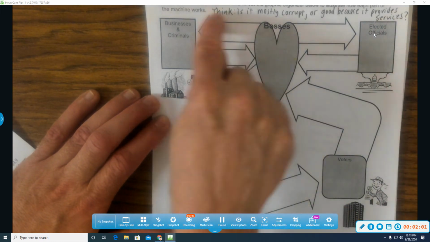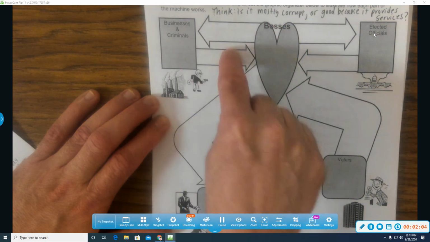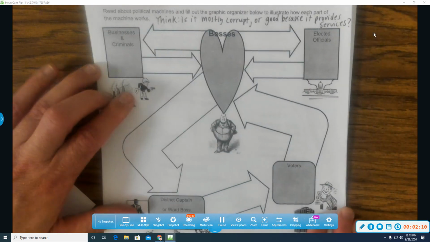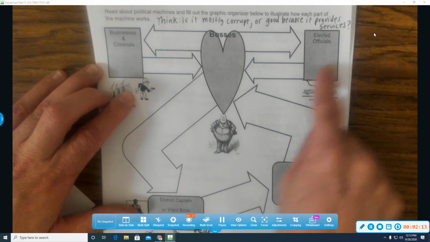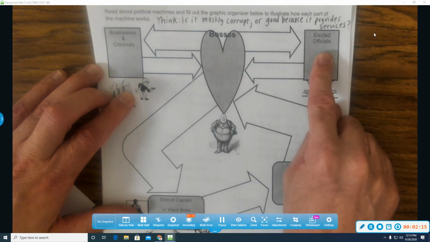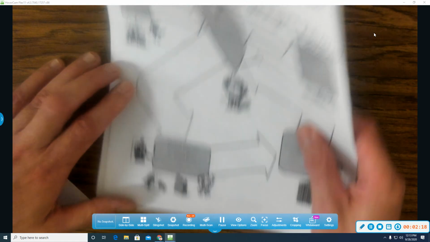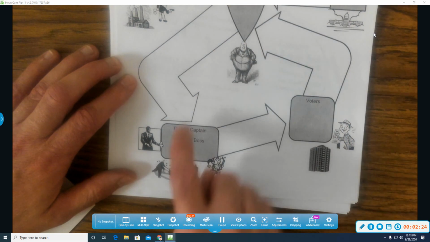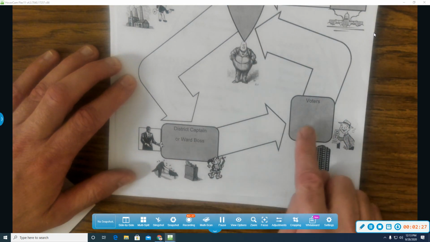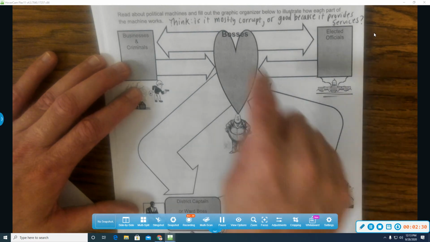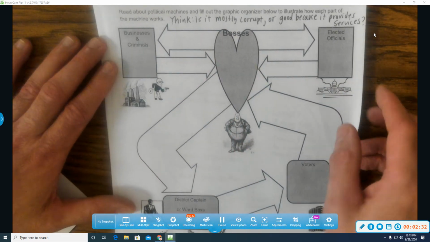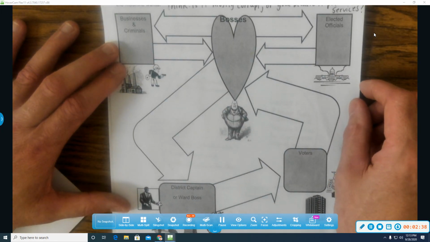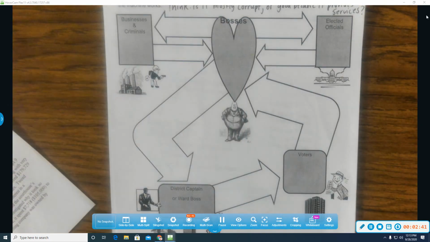Okay, so you've got a moving part here, which is the relationship between criminals, businesses, and the boss. Boss Tweed, for example. Here's another moving part on a machine, between the relationship of bosses and the elected officials, and here is a moving part showing the relationship between the boss, the district captain or ward boss, and the voters. So a machine basically has moving parts, and that's why it makes sense as a machine, because it's about relationships. Okay, all right, so let's go ahead and get started.